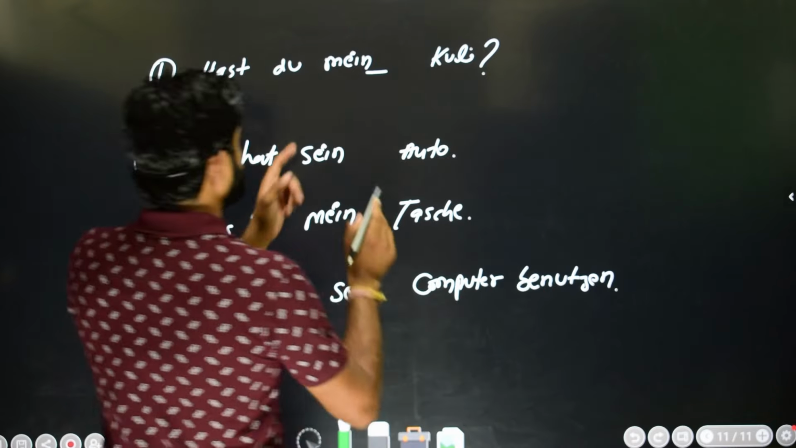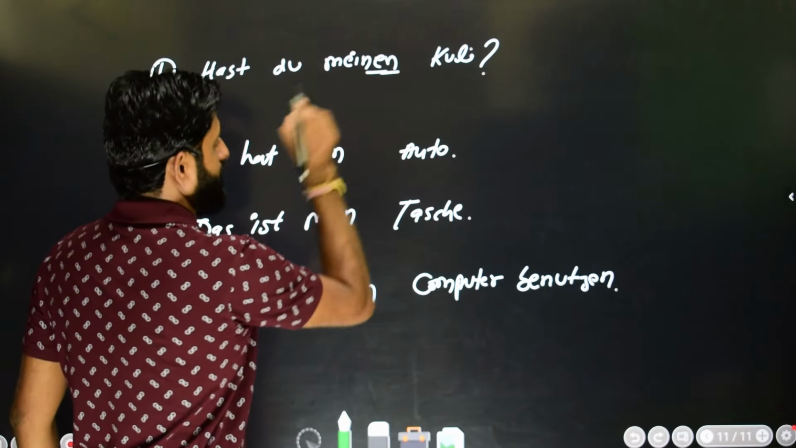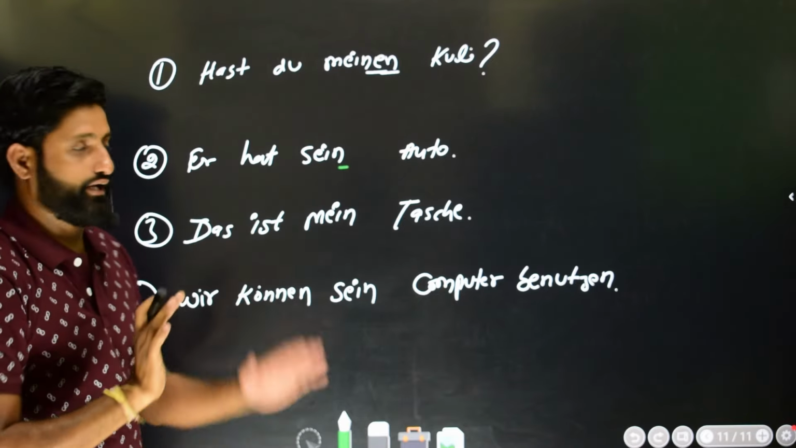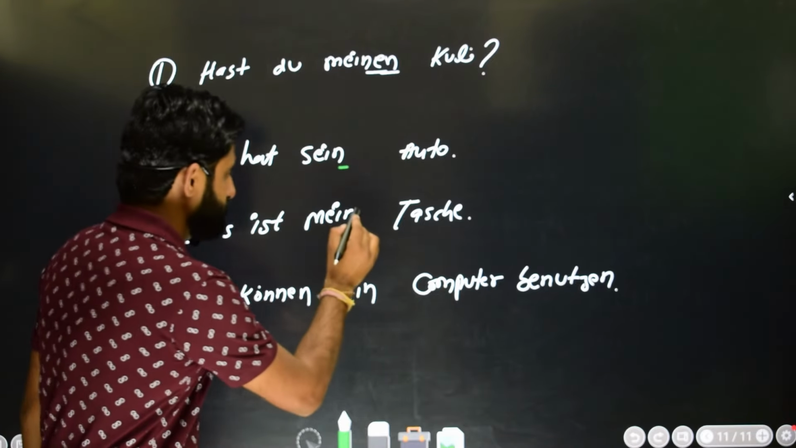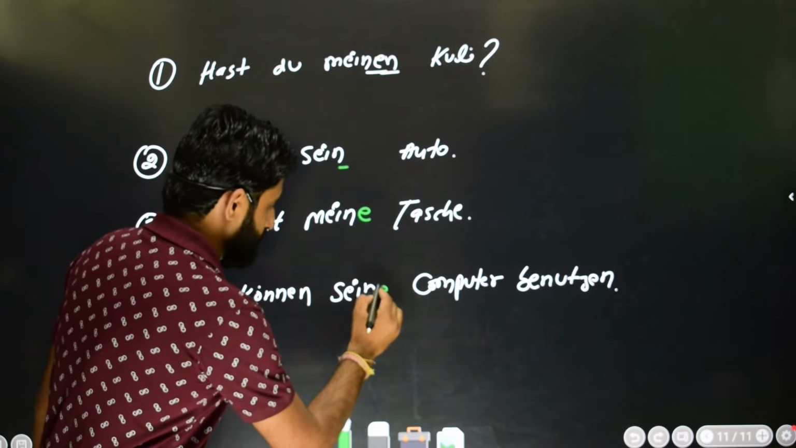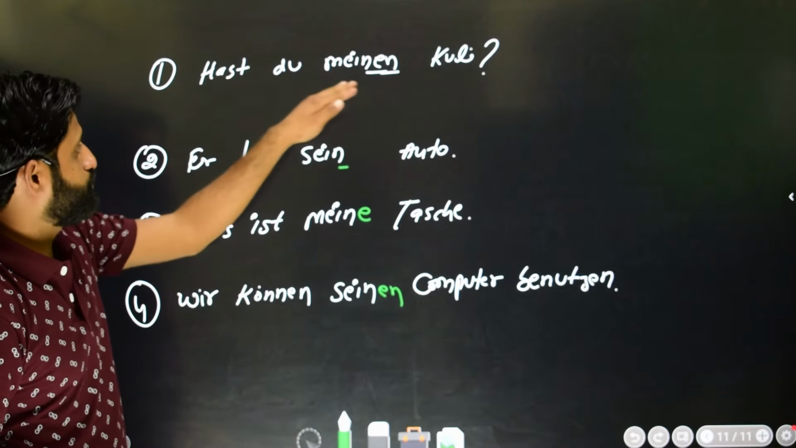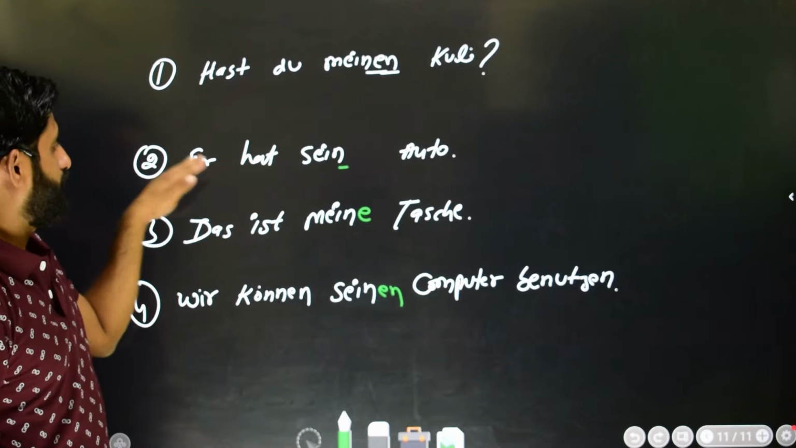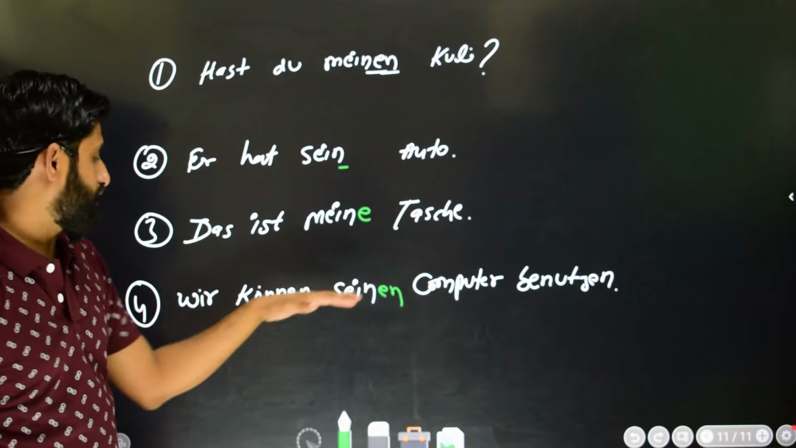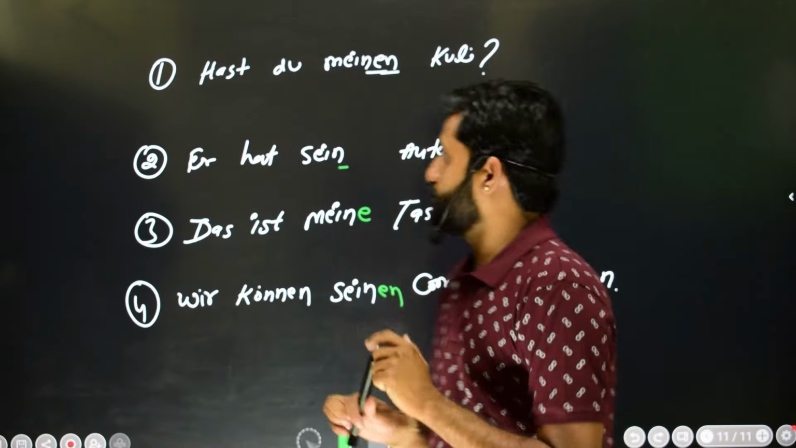So hast du meinen Kuli? I have written here meinen. Hat sein Auto. There will not be any ending. Das ist meine Tasche. Wir können seinen Computer benutzen. So, hast du meinen Kuli? Do you have my pen? Hat sein Auto. He has his car. Das ist meine Tasche. This is my bag. Wir können seinen Computer benutzen. We can use his computer.